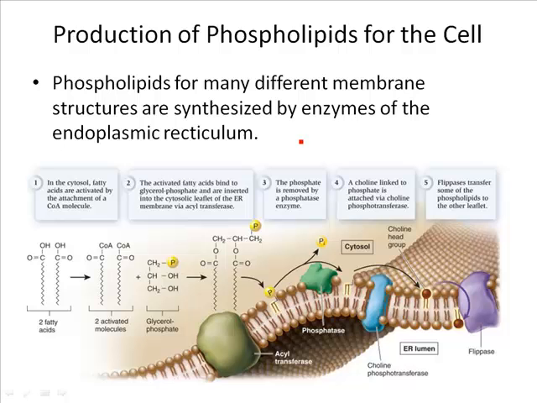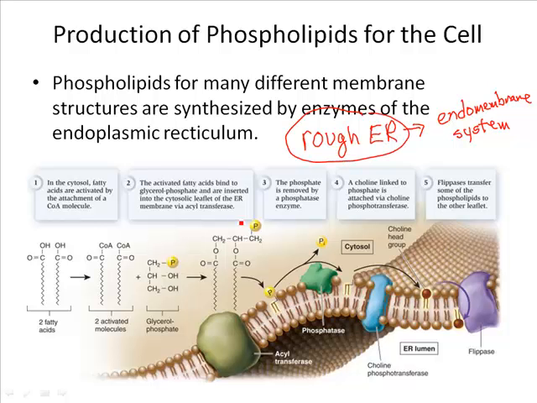So the reality is the source of all phospholipids within a cell is the rough ER. And it's the rough ER that then shuttles the phospholipids to other locations through, for example, the endomembrane system. So if you really think about it, the phospholipids that surround a cell originated from the rough ER through this process.